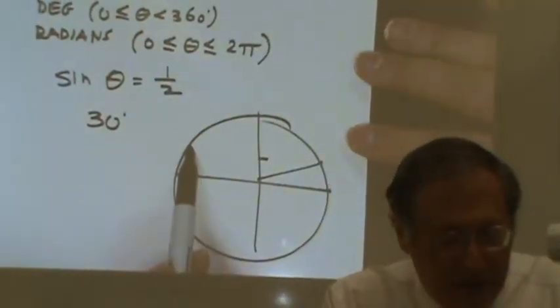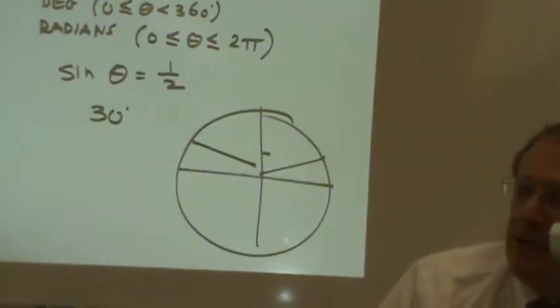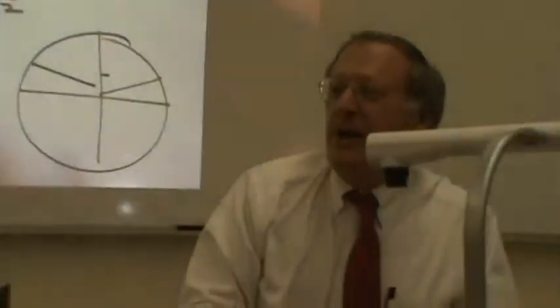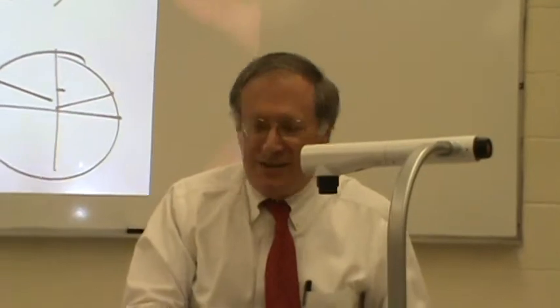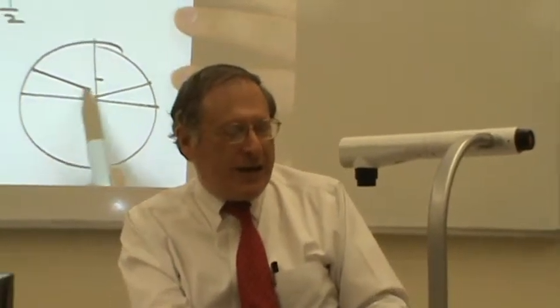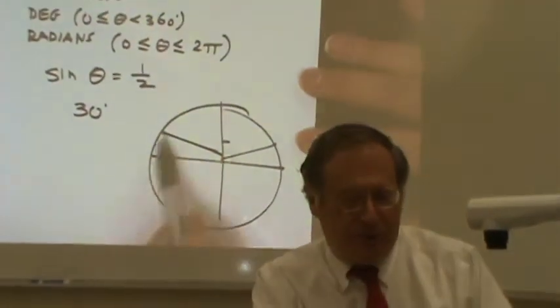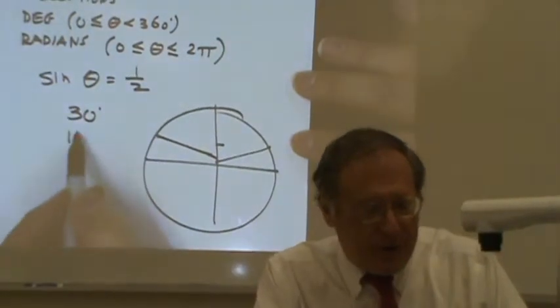150. Okay, do folks see that 150 has the same sine as 30 because they're both 30 above the x-axis? So 30 and 150.